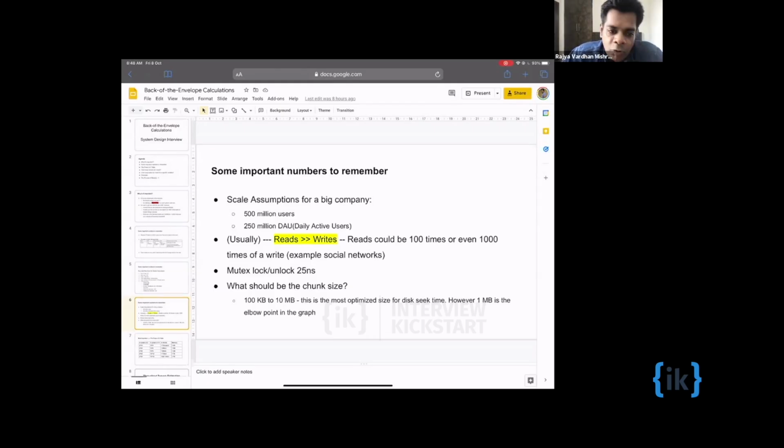If you go less than 100 KB or higher than 10 MB, then you are at risk of doing a lot of disk reads. That's why this number is most optimized for disk seek time. And if we look at the graph of how much time it takes to read a chunk from the disk, then 1 MB is the elbow point. After 1 MB, the number starts increasing more gradually. So you can say 1 MB, 2 MB are good numbers for a chunk size.